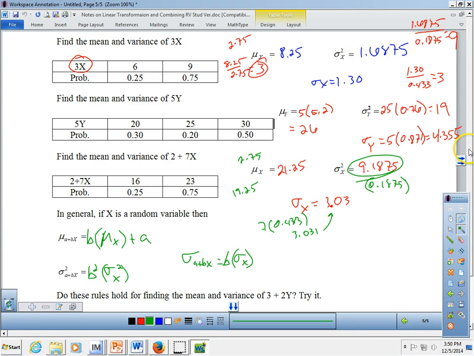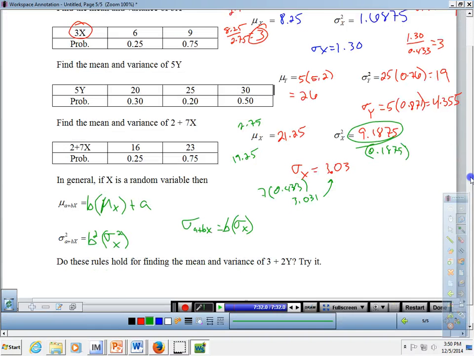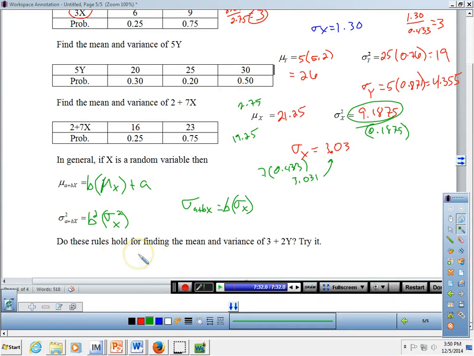When we start combining random variables, we need to figure out what situation calls for that, and then what happens to our means and standard deviations from there. We'll discuss that in Monday night's notes. For now, that's it. The last question here is, do these rules hold for finding the mean and variance of 3 plus 2y? I'll let you try that and see.